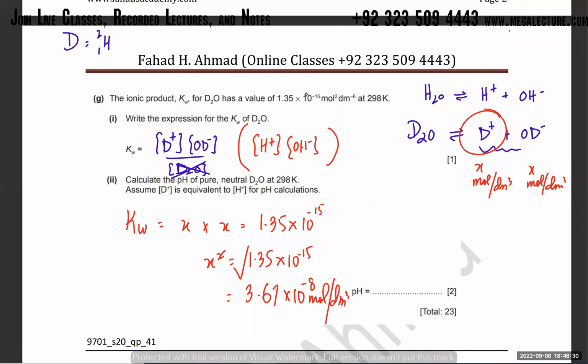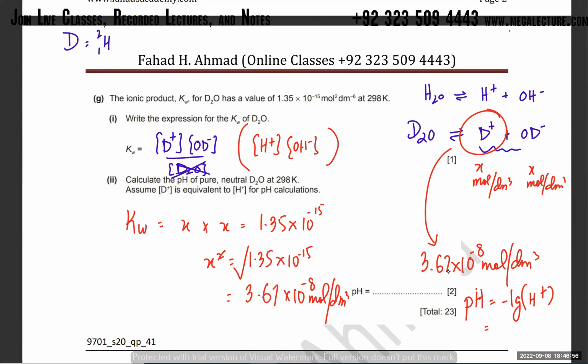Toh iska matlab hai mera jo H+1 hai na, that's coming out to be 3.67 times 10 power minus 8 mole per dm cube. And remember, that is my H+1. I mean, it's just an isotope of H, but that is the H+1. The next thing is, all you have to do is calculate pH. What is pH? pH is the negative log of the concentration of H+1 ions. So it's going to be negative log of 3.67 times 10 power minus 8. So pH aa jayega.